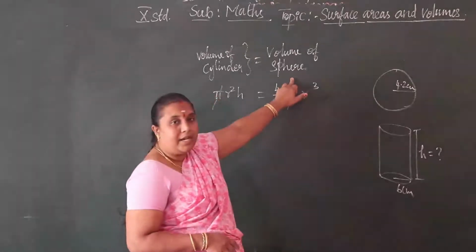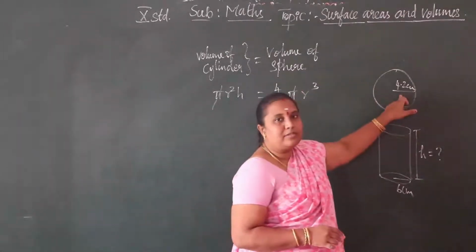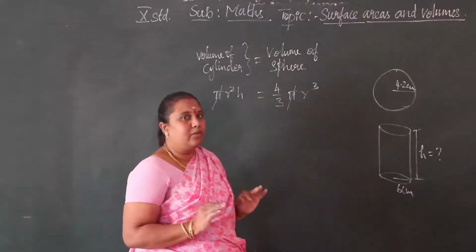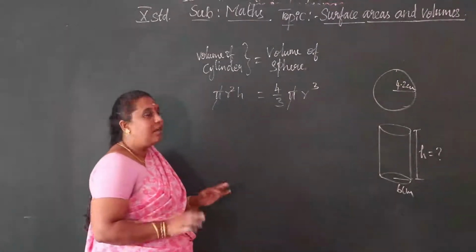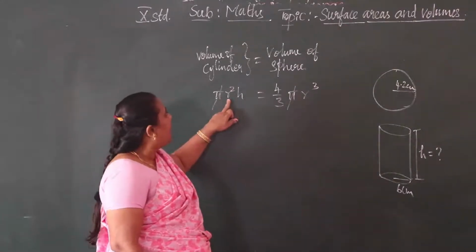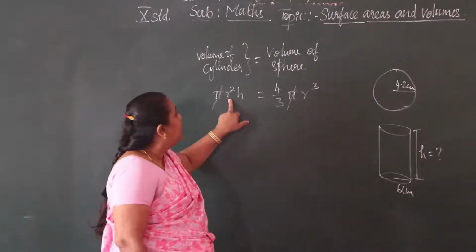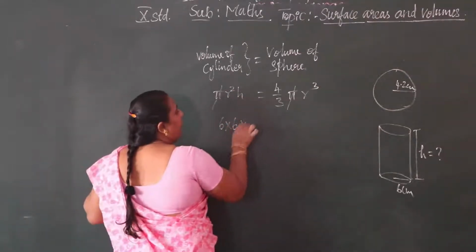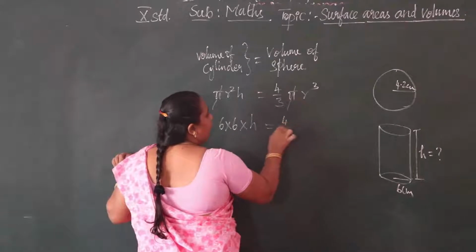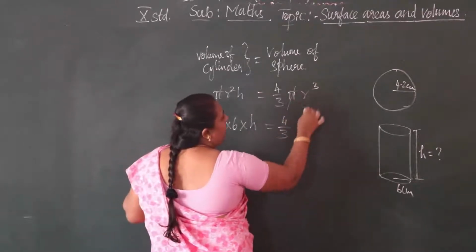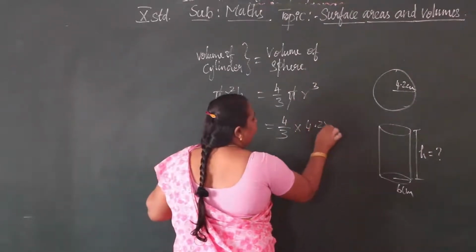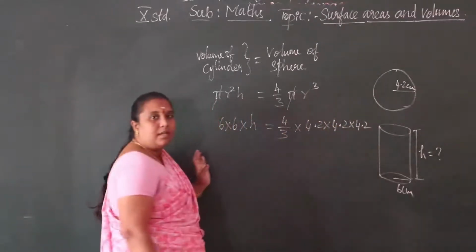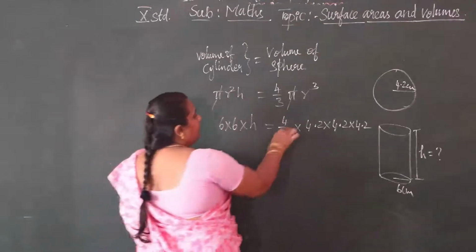Here the radius of the sphere R is 4.2 centimeter. So that is not equal, and we can't cancel the R here. We have to substitute the R value. The R value in cylinder is 6, so 6 into 6 into h equals 4 by 3 R cube. Here R is 4.2 into 4.2 into 4.2. Understood, children? So now let us cancel this.